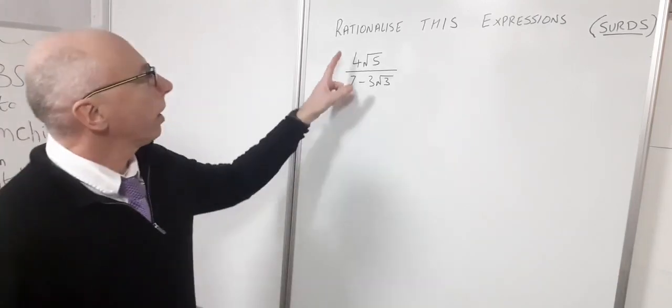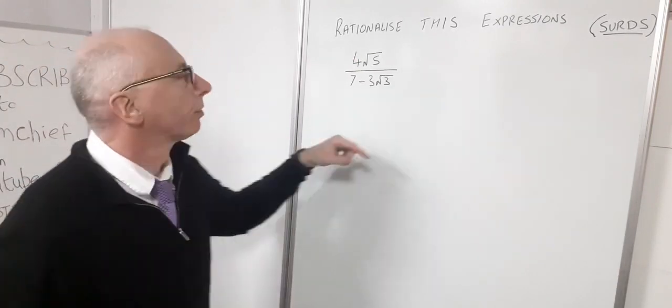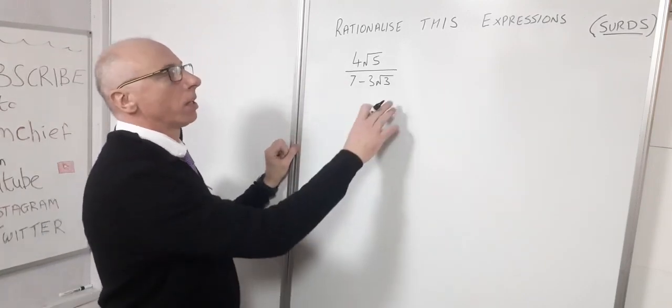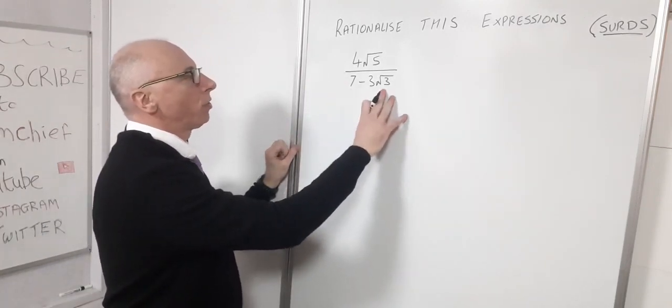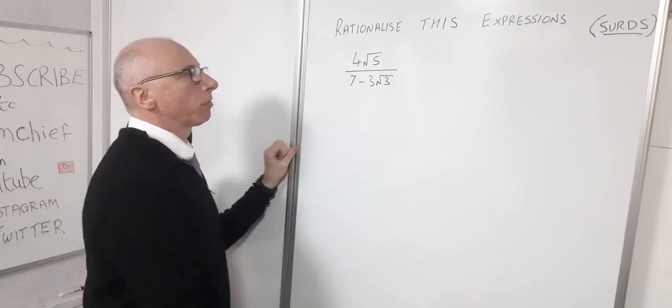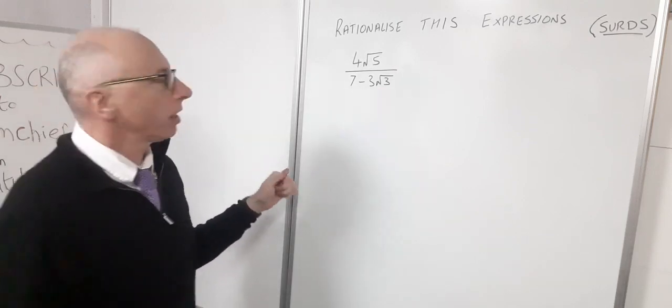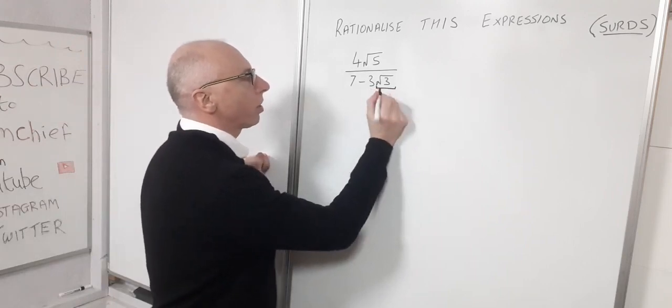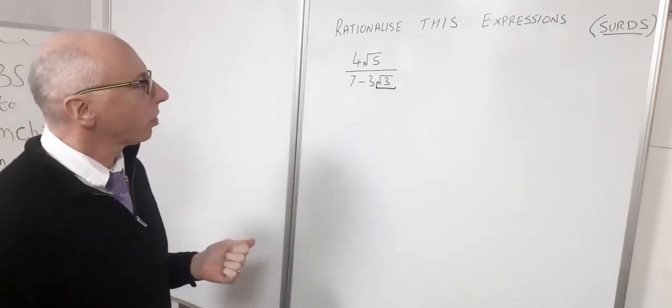Okay, I've got a question here. I want to rationalise this expression. And this is another video regarding surds. So notice here, we've got 4 root 5 divided by 7 minus 3 root 3. Now to rationalise it, what we want to do is to get rid of this surd in our denominator, because that's not good for us.